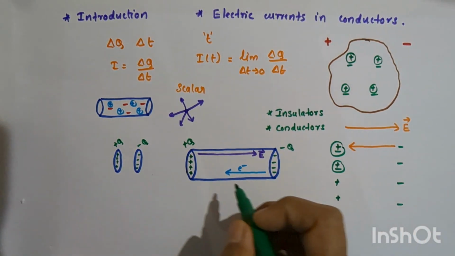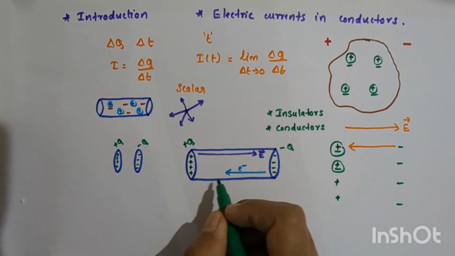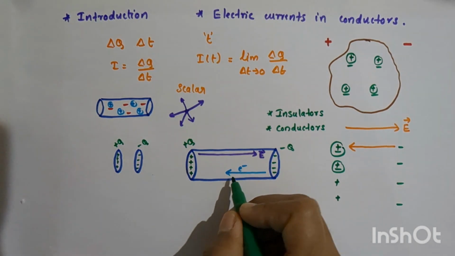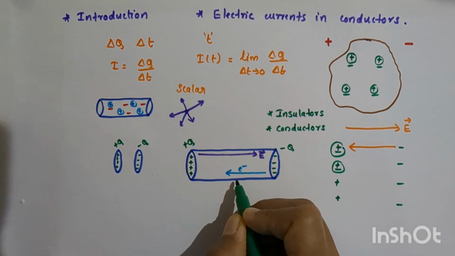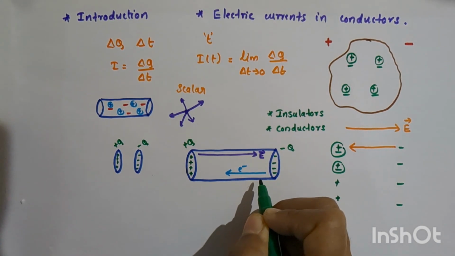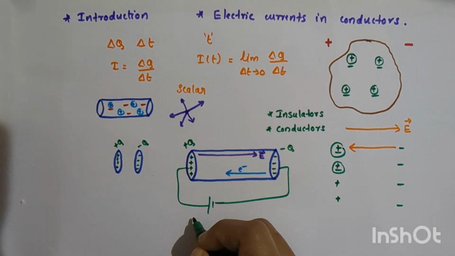There will be an electric current flowing through this conductor when an external electric field is present. And if you want a continuous electric current rather than a current for a short period of time, we can provide a steady electric field by connecting the conductor to a battery.